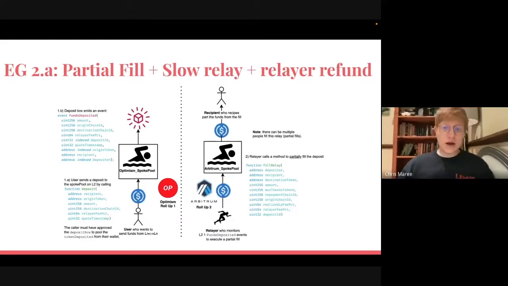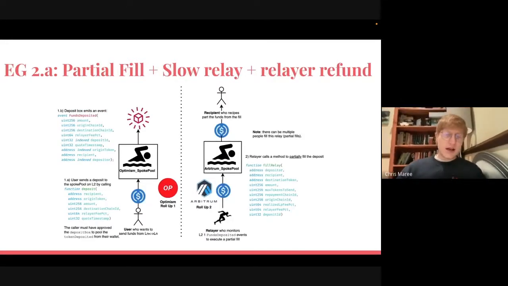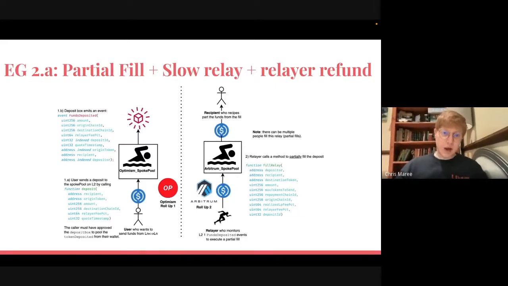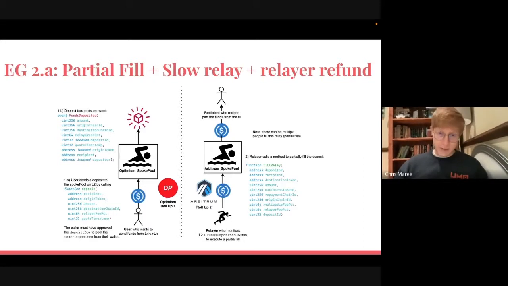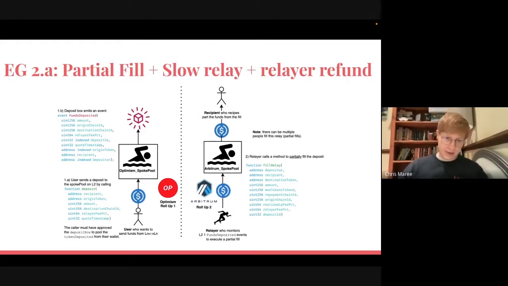Let's go through now a slightly more complicated example. In this example, we're going to look at a partial fill plus a slow relay, and then look at how the relayer gets their money back, right? Because this is an important part. The relayer has done something, they've spent money, and ultimately they need to be refunded for those actions.